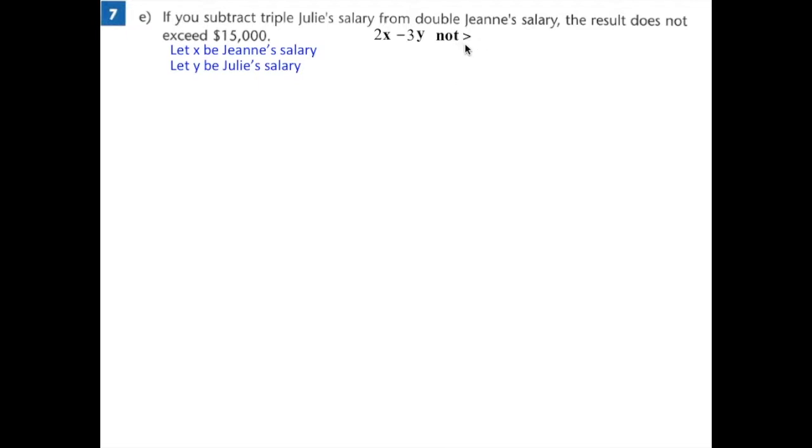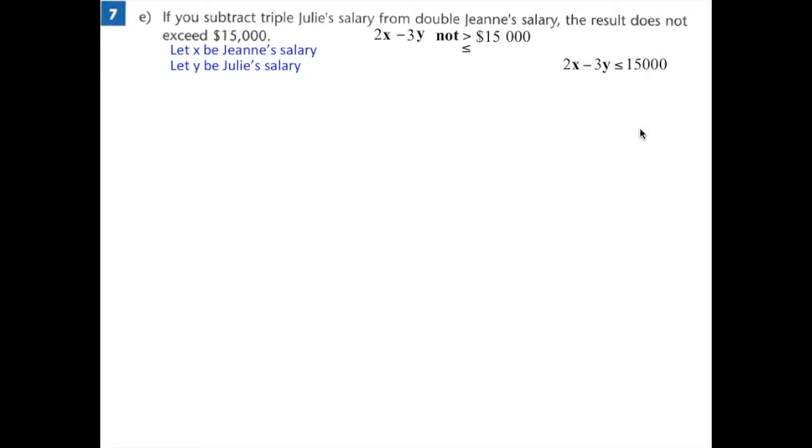Because greater than, is equal to a possibility? So if you're saying greater than 15, is 15 included? No. So the opposite of greater than 15 must include the 15. Right? Not greater than is going to be less than or equal to. The result does not exceed 15,000, like that. So as an equation, we have 2x minus 3y is less than or equal to 15,000.